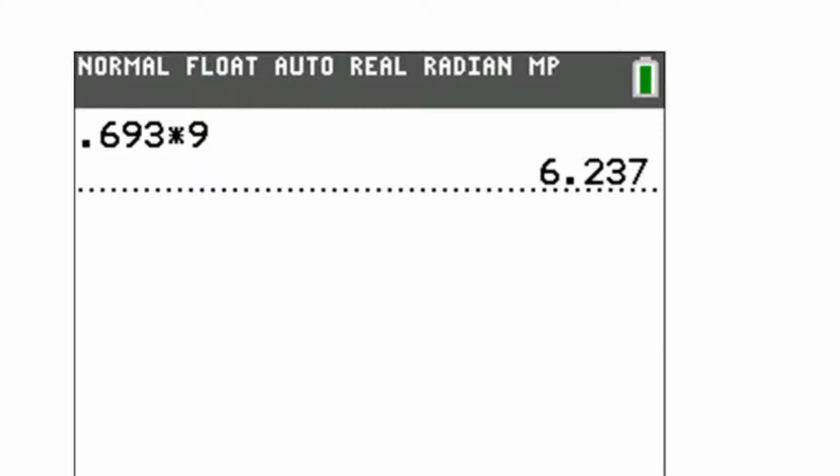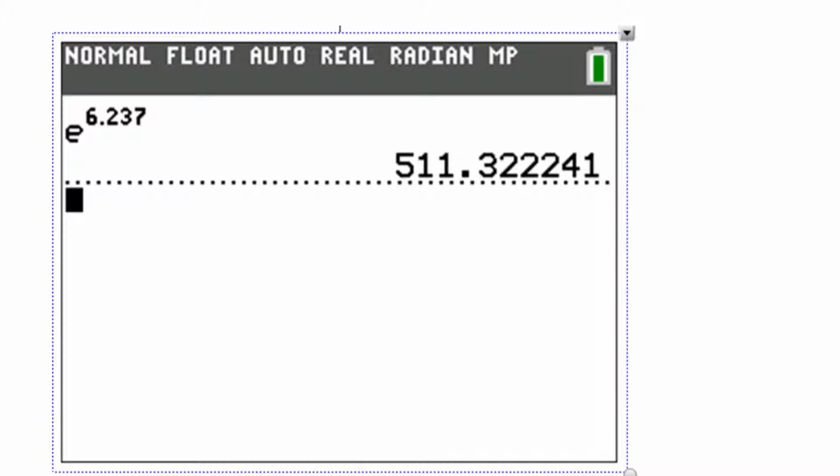So let's just do some math. I get an answer which is 6.239. I would want to take e and raise it to 6.237. I'm going to do this with my calculator. That's roughly 511.32.